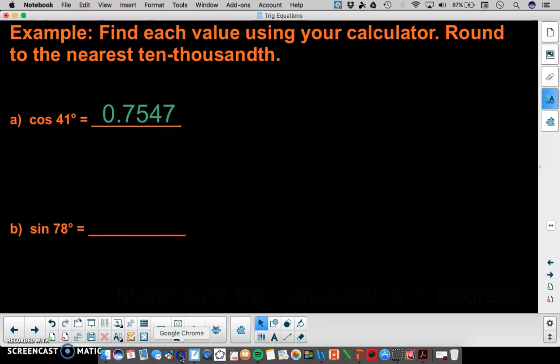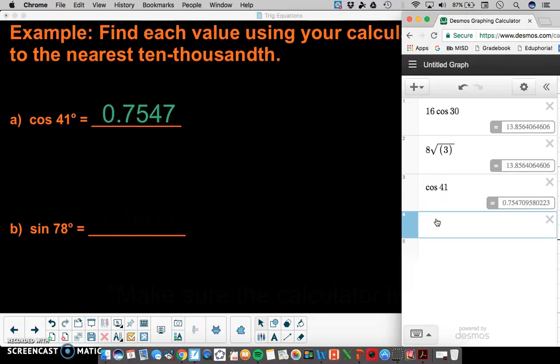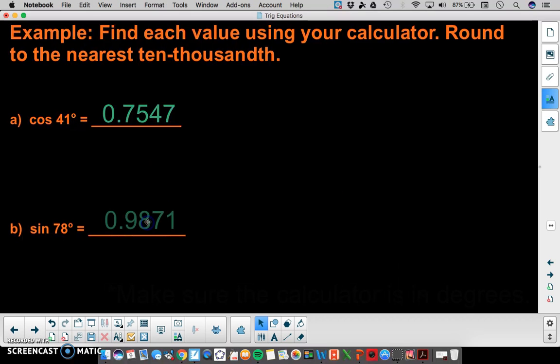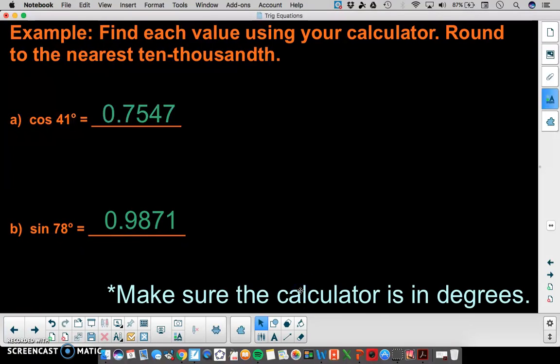Sine of 78, if I put that in the calculator, is 0.9781. Now, in most calculators, you have to make sure the calculator is in degrees. And I'll show you in class how we can make sure to do this.